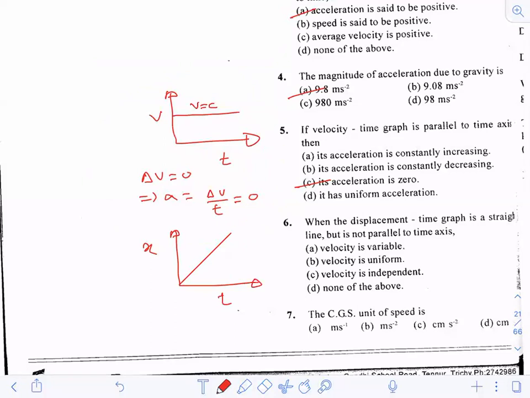Now just see from here what you will have. So here I can say the slope is constant. And what does the xt curve slope give me? Velocity. So velocity is constant. This means velocity is uniform. Option B. Velocity is not variable. It's constant over here.